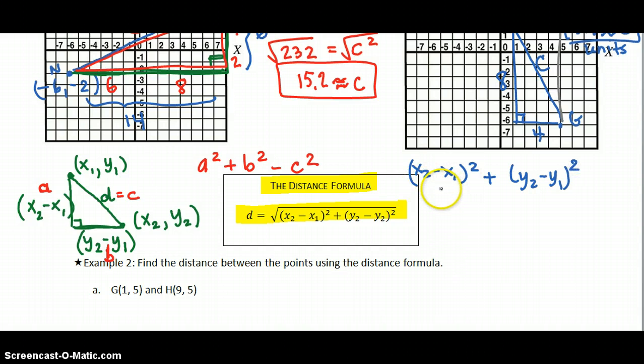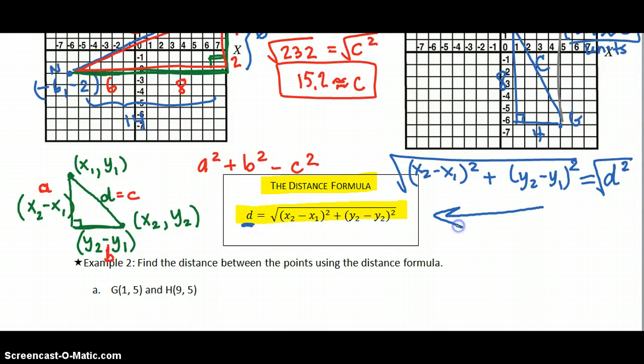So again, if you had them negative and you square them, they're going to turn positive. And that's going to equal our C, but in this case, we're actually looking for D squared. So if I'm solving for D, my distance, to unsquare D, I have to take the square root of both sides. And ladies and gentlemen, that is the distance formula. We've just derived, that's a big word for figured out where the distance formula came from.